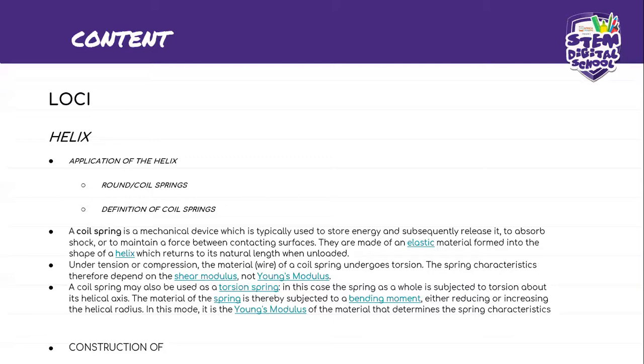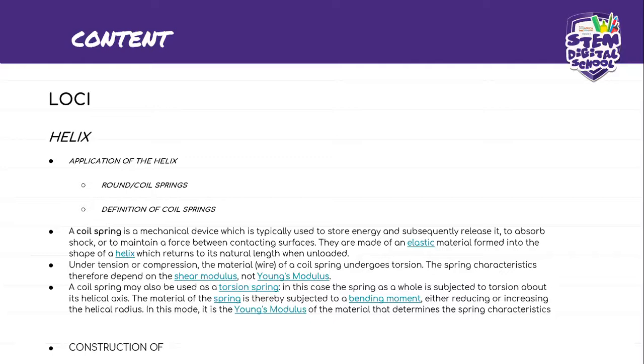By definition, a coil spring is a mechanical device which is typically used to store energy and subsequently release it, to absorb shock or to maintain a force between contacting surfaces. They are made of elastic material formed into the shape of a helix, which returns to its natural length when unloaded. If you check with regards to the definition, the concept of a helix is continuously coming in. That means we are still making use of the helix. So these are applications of the helix.